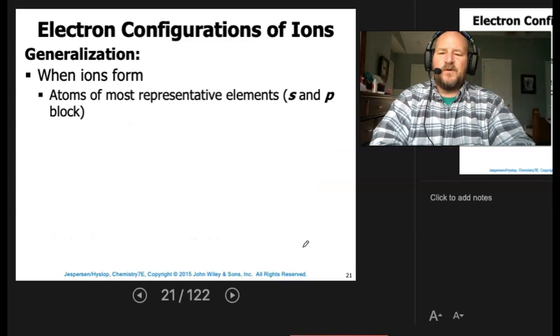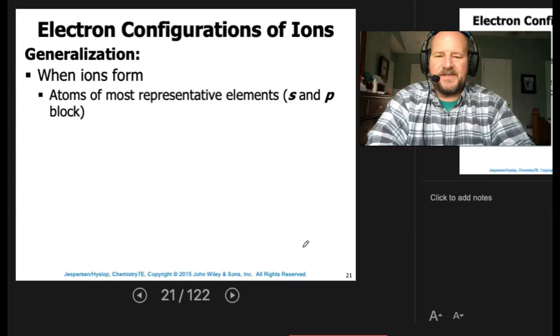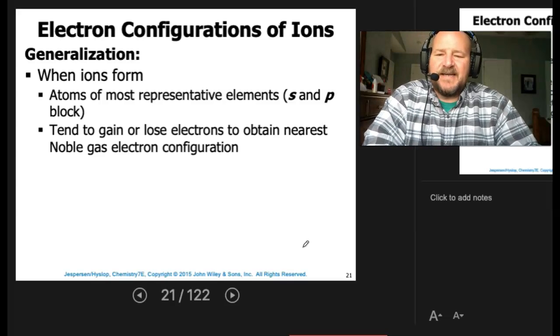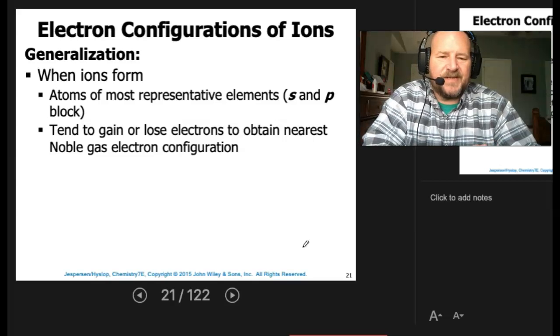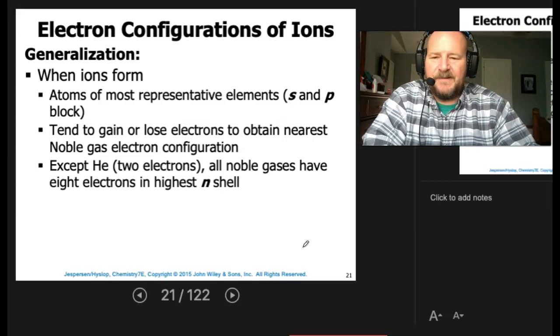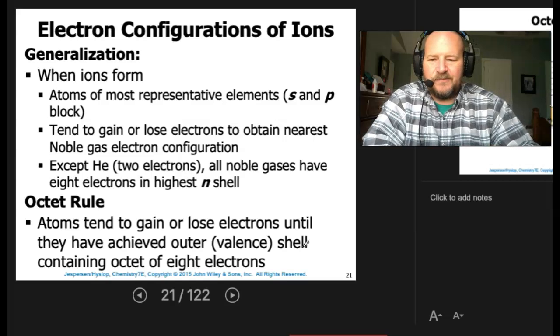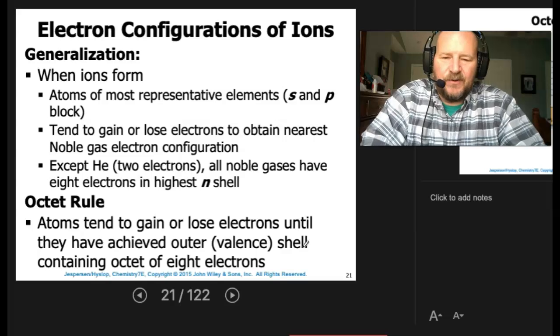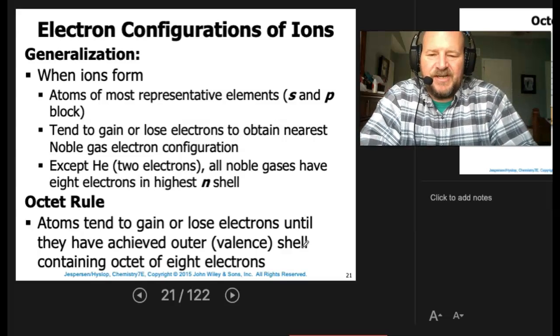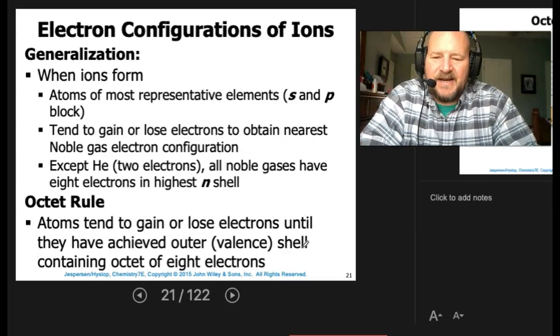So when ions form, atoms of most representative elements, s and p block, tend to gain or lose electrons to obtain the nearest noble gas configuration. And of course, that's the rule we kind of walked in knowing, right? Now, except helium, which only has 2 electrons, all noble gases have 8 electrons in the highest n shell. And again, that's the octet rule. So atoms tend to gain or lose electrons until they have achieved an outer valence shell containing an octet of 8 electrons.